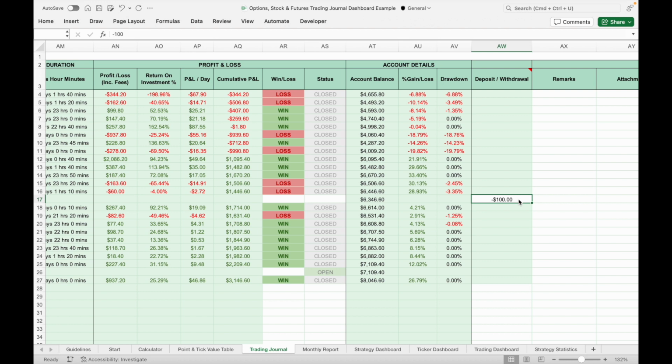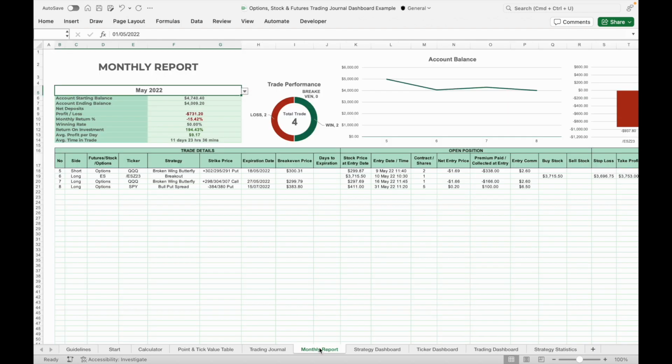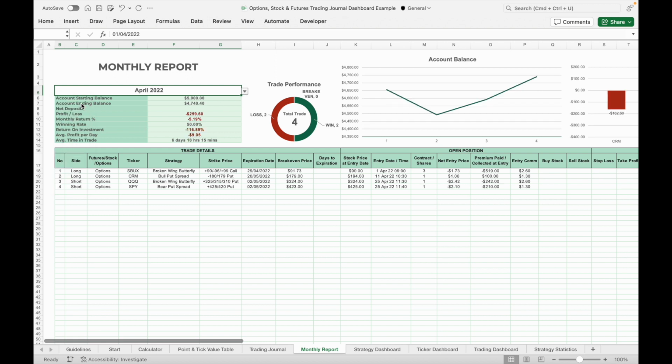All the data in the trading journal will automatically populate in the monthly report, strategy dashboard, ticker dashboard, trading dashboard, and strategy statistic. First, let's look at the monthly report. It shows the monthly statistic based on the trades opened during the selected month. From the drop-down list above, select the month, and all the trades from that month will be listed below.